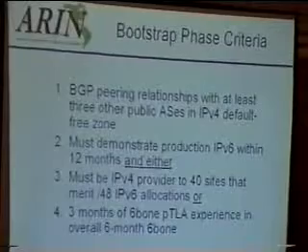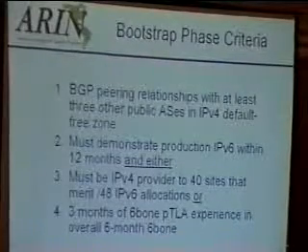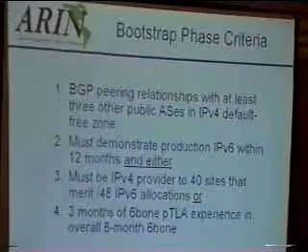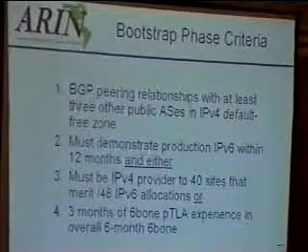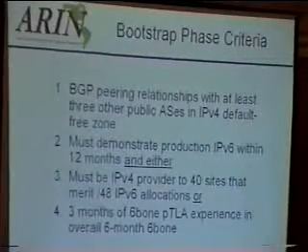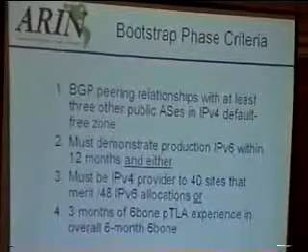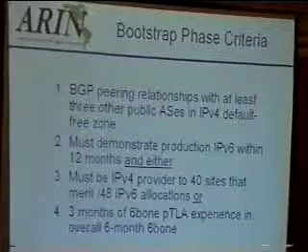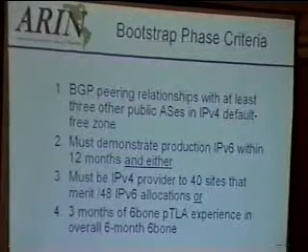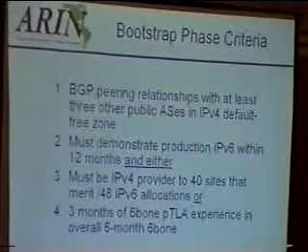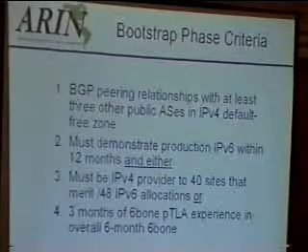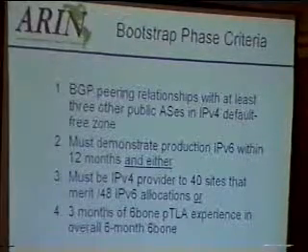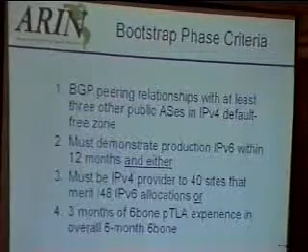Bootstrap phase criteria. You've got 4 numbered items here. To meet the criteria, you have to meet 1 and 2 and either 3 or 4. 1 is BGP peering relationships with at least 3 other public ASs, IPv4. 2 is you demonstrate that you're going to be using IPv6 address space providing services within 12 months. So basically you're just showing us your 12-month plan for putting v6 into production and issuing it to your customers. Okay? Then it's 3 or 4. Must be an IPv4 provider to 40 sites that would merit a /48 IPv6 allocation under our current criteria. So basically, you're an IPv4 provider and you have 40 downstream customers who do some subnetting and stuff like that. Okay?